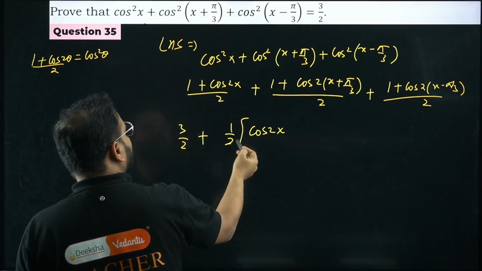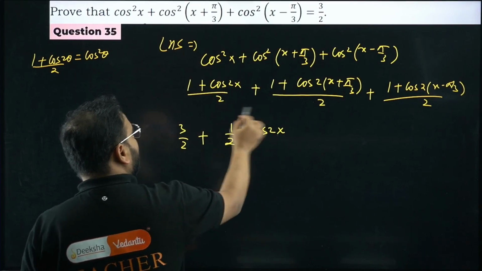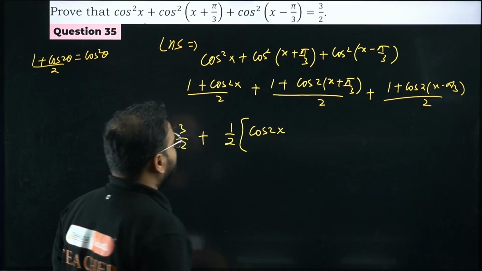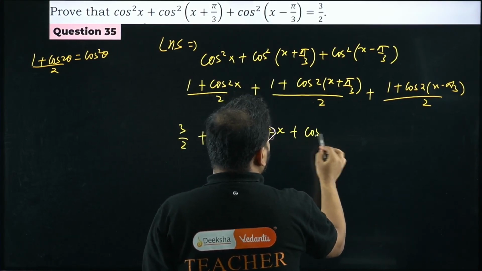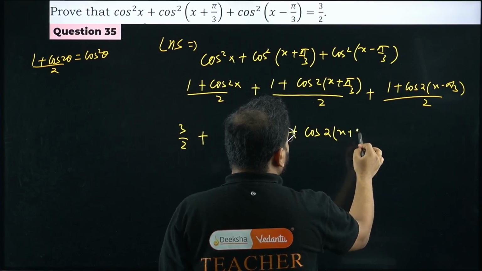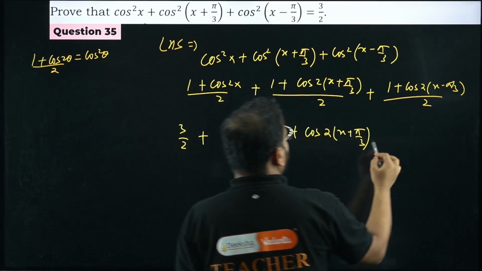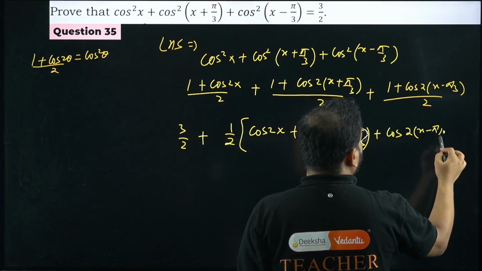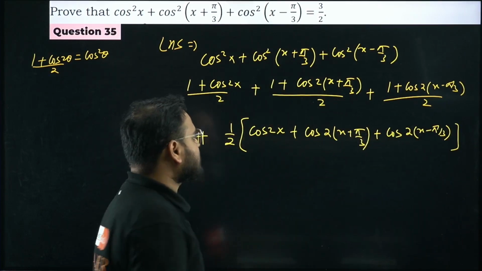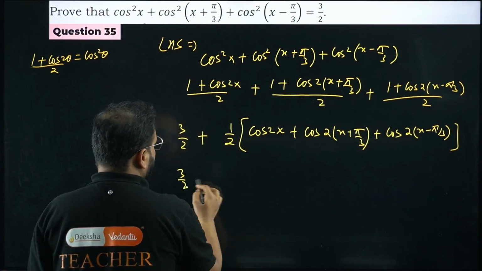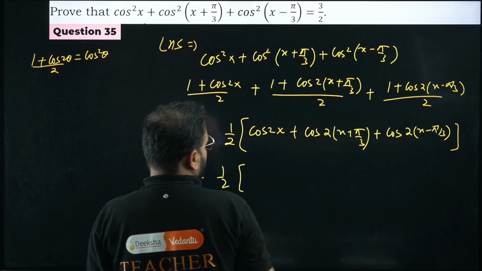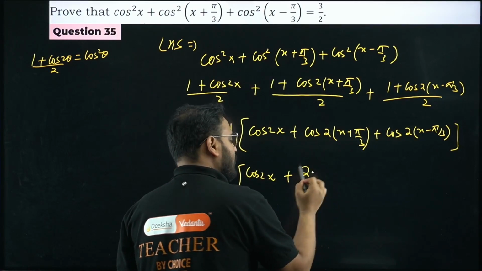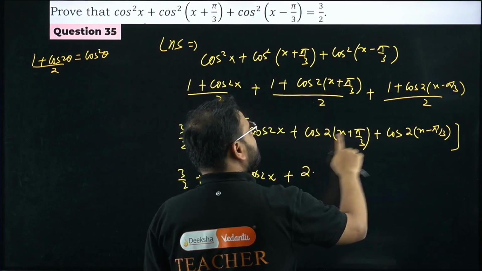This one, I again have 1 by 2 common between the cos terms also. Both terms have the denominator of 2, right? That's why I'm taking this 1 by 2 here common. Cos 2x plus cos 2 times of x plus pi by 3 plus cos 2 times of x minus pi by 3. Let's use the formula of cos A plus cos B. What I'm getting over here, 1 by 2 as it is, cos 2x as it is. For this, I'll get plus 2 times of cos, this plus this by 2.